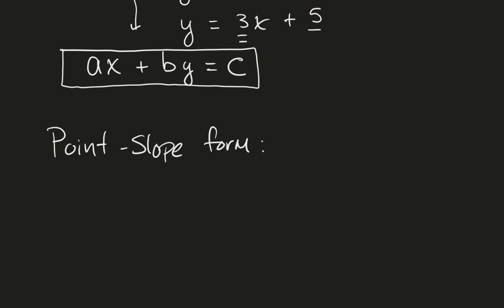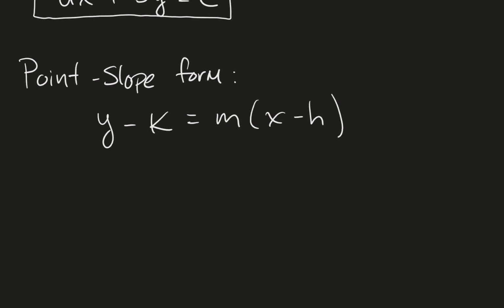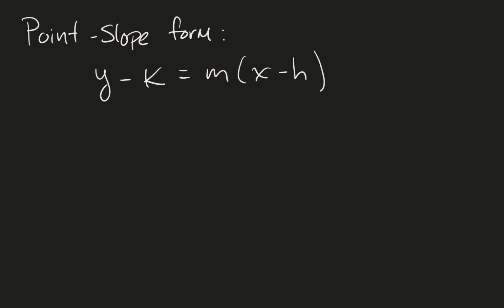And the point slope form of a linear equation looks like this: y minus k equals m times x minus h. Looks a little confusing. The way that I work with it, I hope that you find that this isn't too taxing.